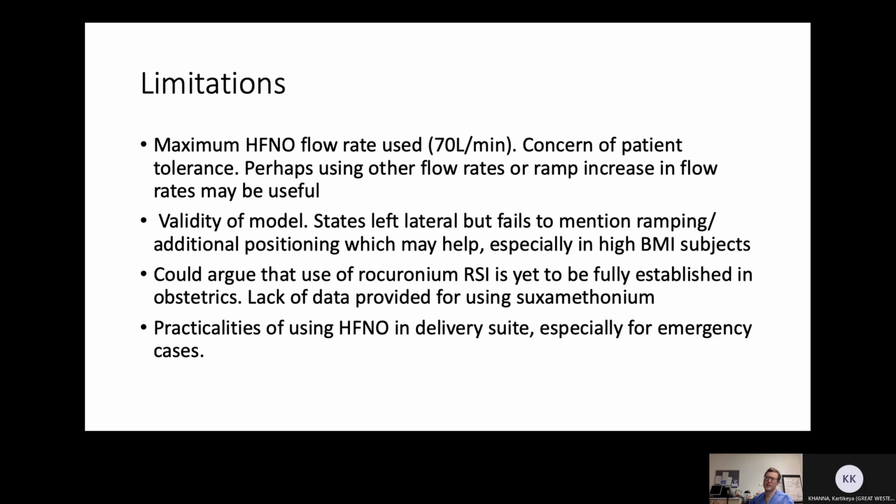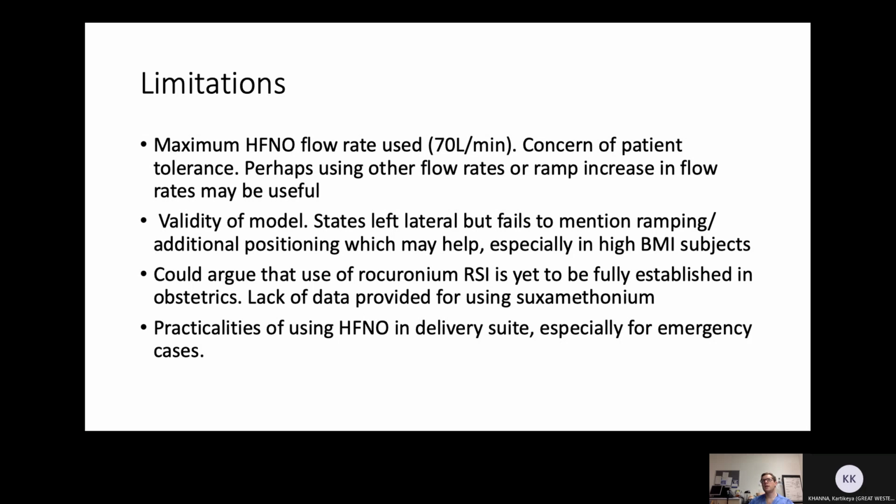And then I guess this is the key limitation: the practicalities of using high flow nasal oxygen in the delivery suite, especially for emergency cases. So, firstly, organisational. Most of the patients who are going to be needing a GA, or you might be thinking about doing a GA, are going to be emergencies. In fact, I'd say virtually all. So the challenges of already having to apply monitoring, getting things ready, your ODP, you're busy, but applying that high flow nasal oxygen, you could do it. It'd be particularly useful for those really high risk patients that you're worried about doing GA on anyway.